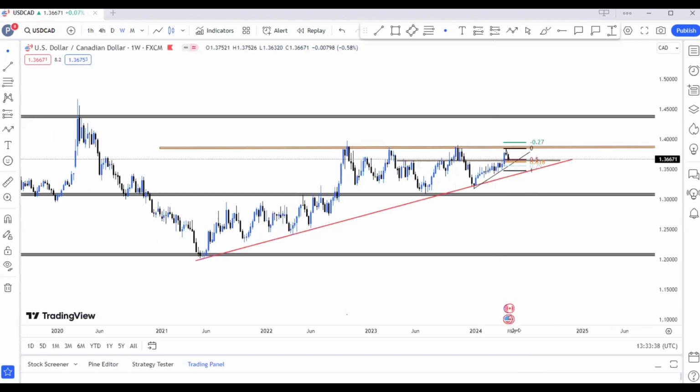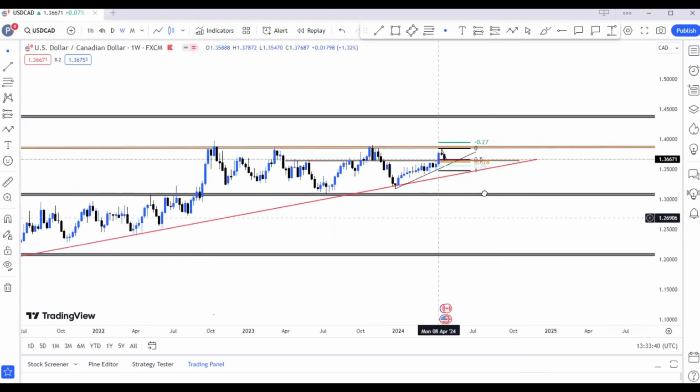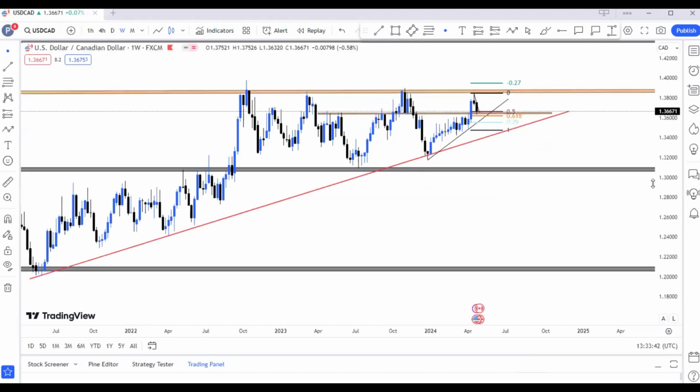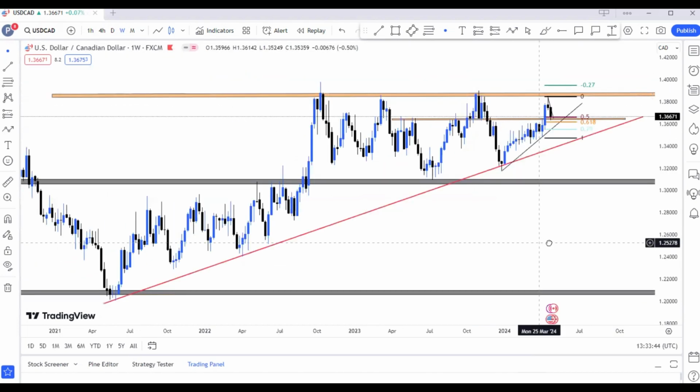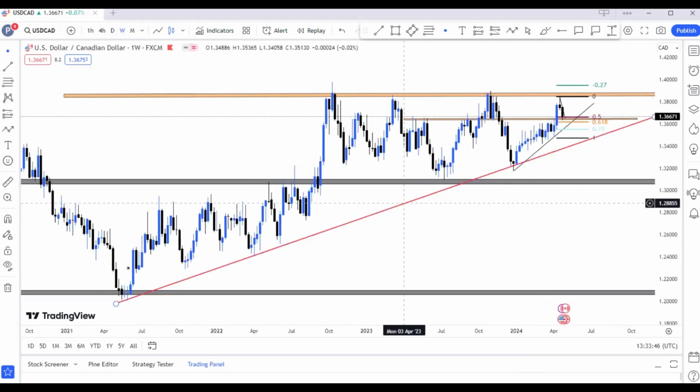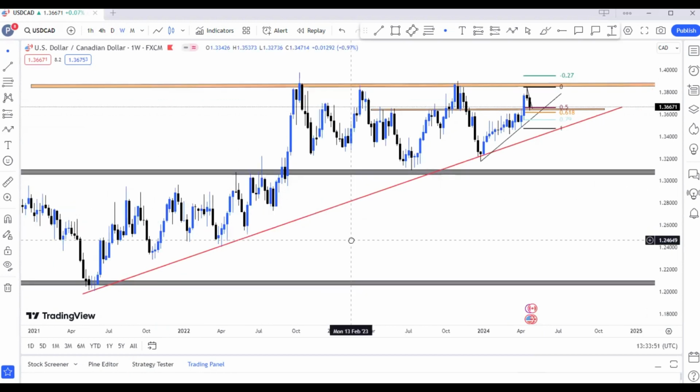So why am I looking for a buying opportunity? Because price is in an uptrend. Look at it here, price is in an uptrend. And one thing that we need to know is that for every trend, there will always be a consolidation before we actually continue in the direction of that trend.